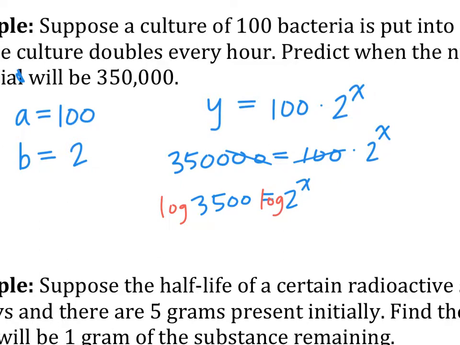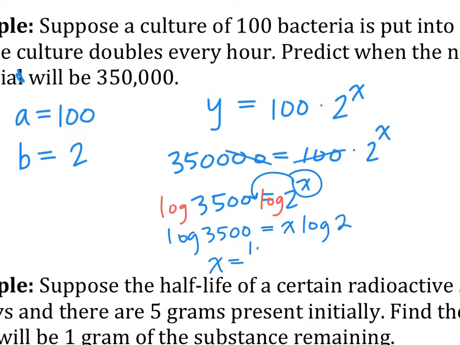So like Yuna said, we're going to move this x to the front. That's one of the rules. If you put a log with an exponent, you can move the exponent to the front. So log 3,500 equals x log 2. What's the next thing we do to solve for x? Divide by log 2. Yes. So x is equal to log 3,500 divided by log 2.